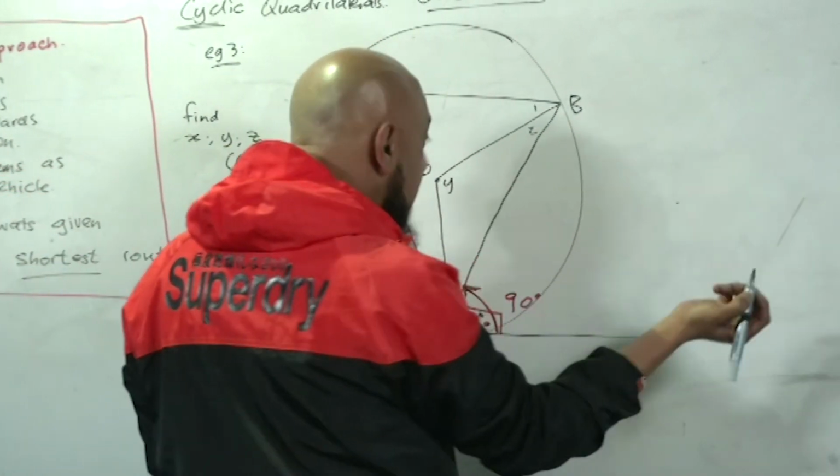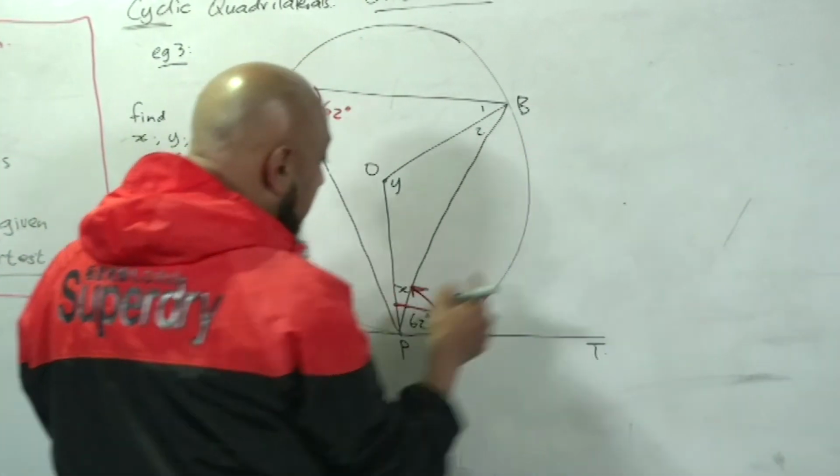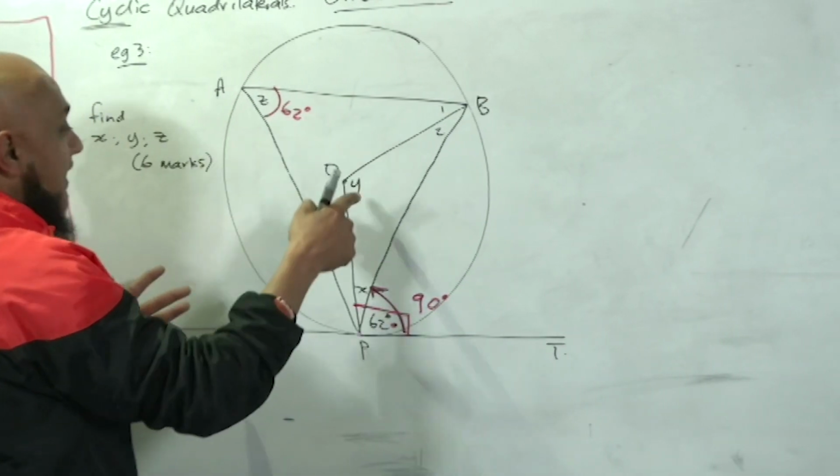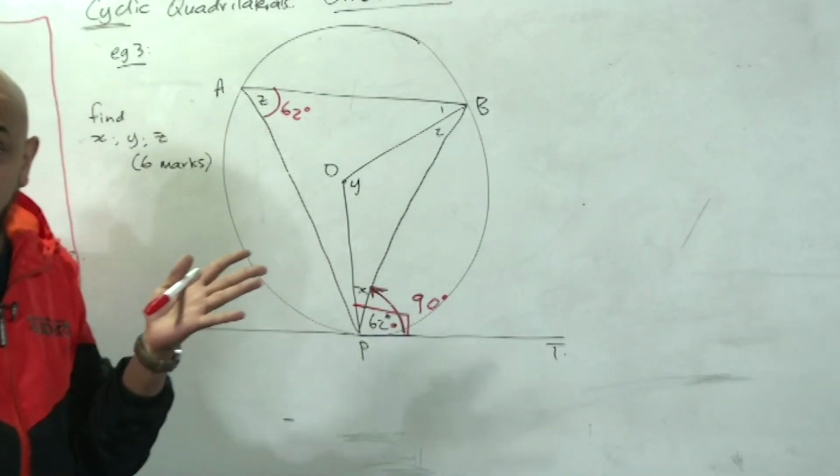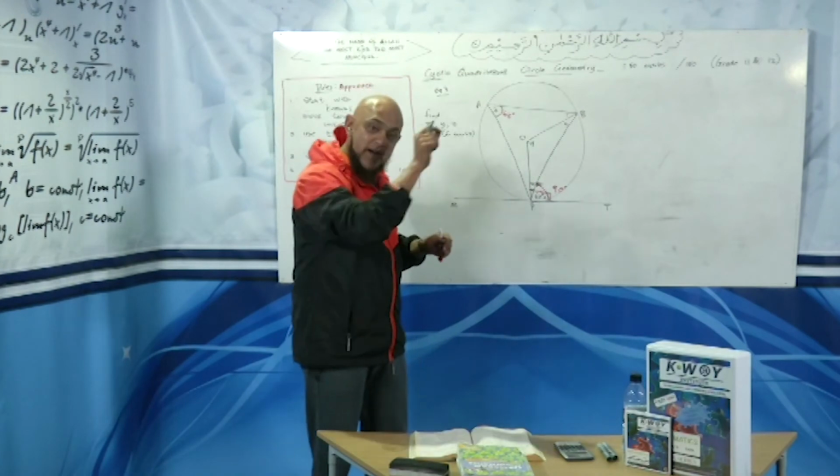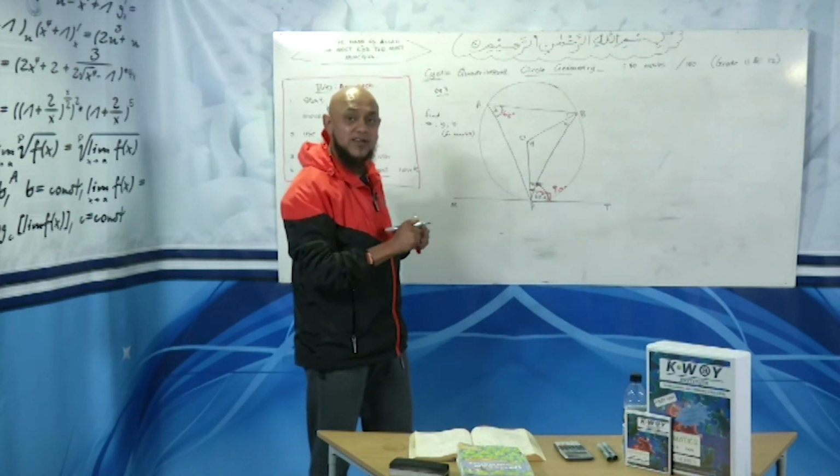So in our justification, you can start with x, you can start with z, you can start with y, in any order, totally up to you. What comes to you first is what you start writing down.